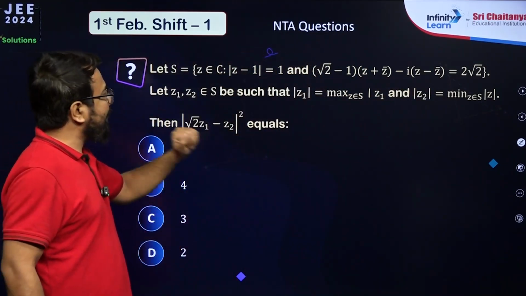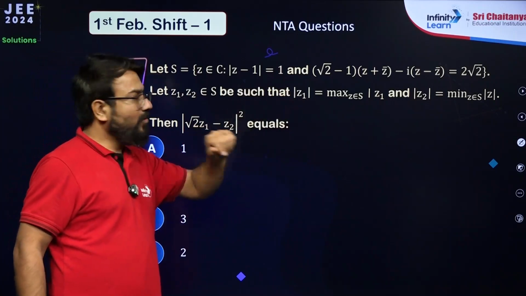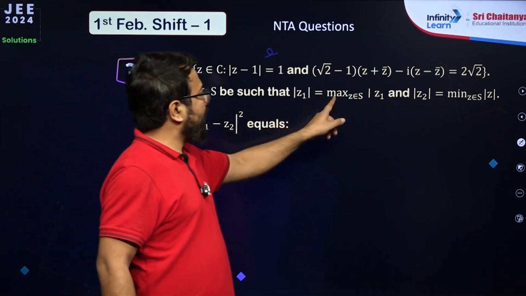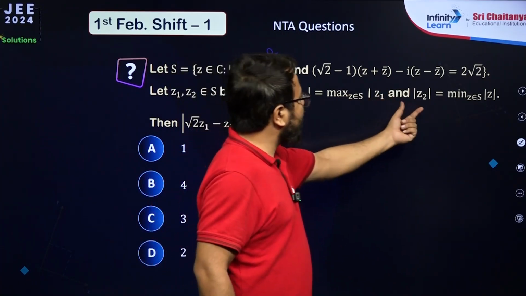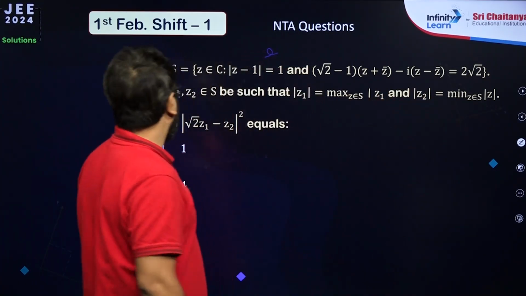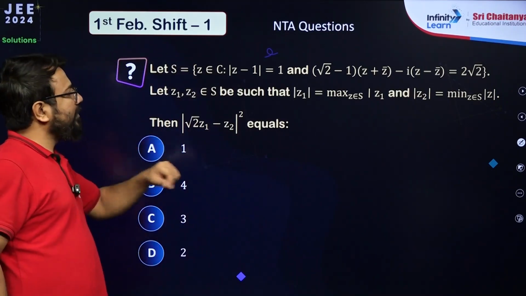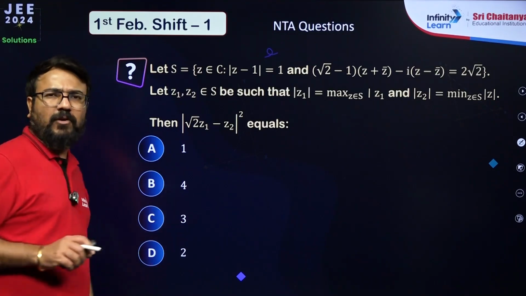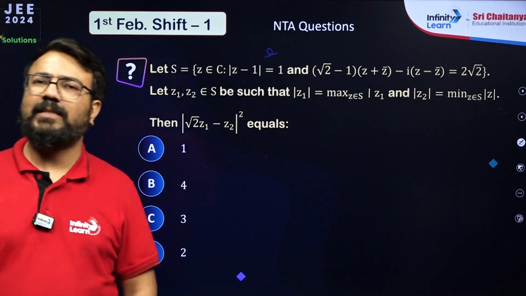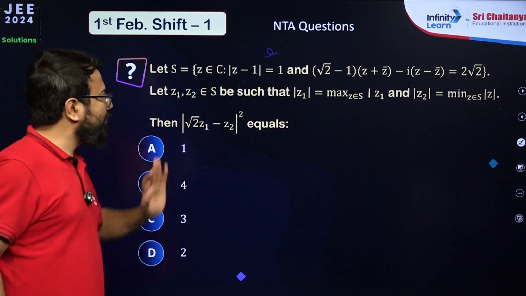z1, z2 belong to set S. mod z1 is the maximum value of mod z belonging to the set S, and mod z2 is the minimum mod z. Alright, then mod of (root 2 z1 minus z2) whole square is equal to what? So first of all, my intention would be to get the values of z1, z2, and after that I'll substitute here to get the final answer.